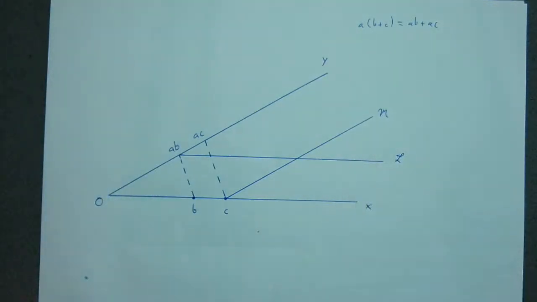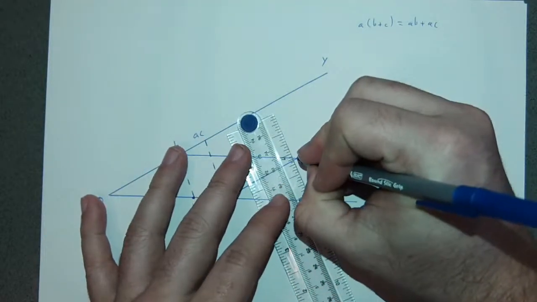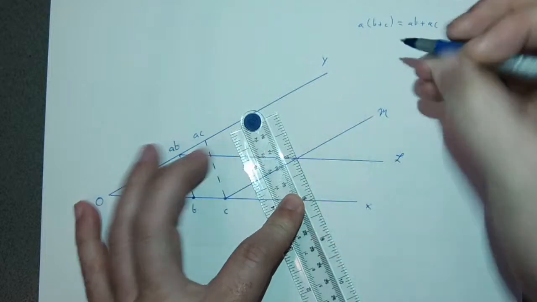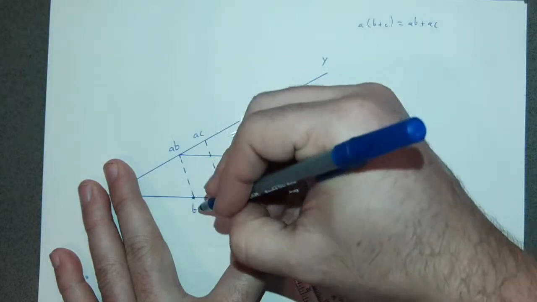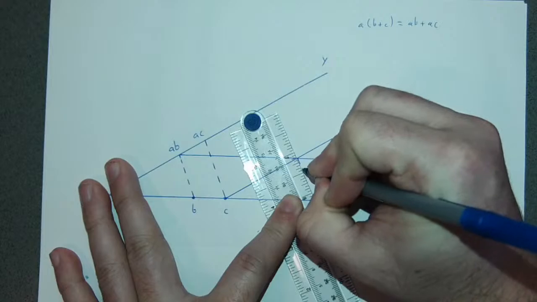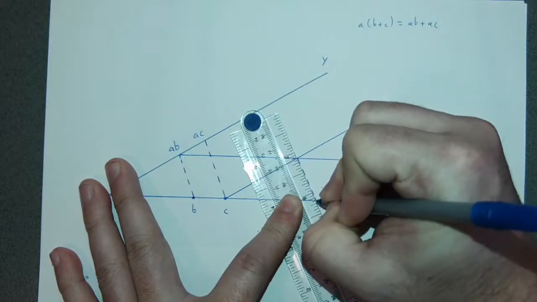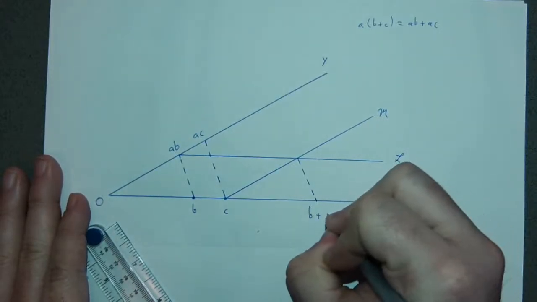The reason I say this is for convenience is normally I would be drawing this line in to construct my B plus C. I've just extended it here. Okay. Once I've done that, I draw in a dashed line that is parallel to the dashed lines connecting B to AB and C to AC. So there is the construction line for B plus C.